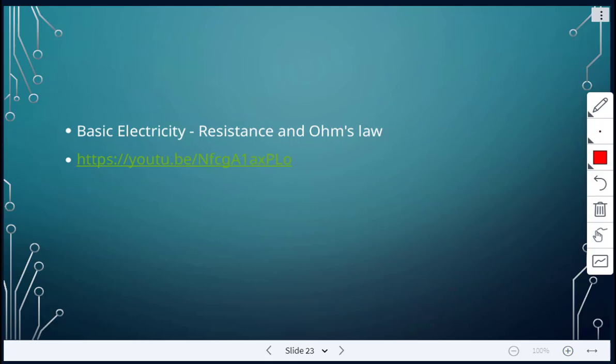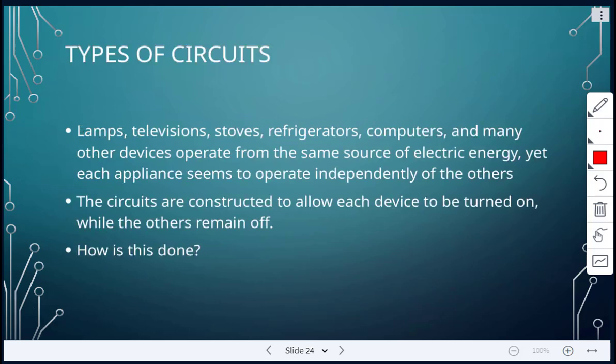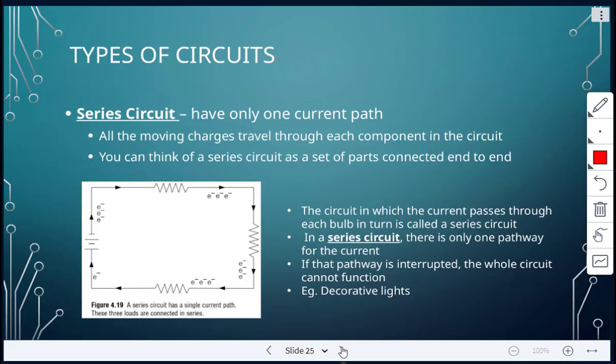All right, so we'll pause here. Next we're looking at types of circuits. Lamps, TVs, stoves, refrigerators, computers, and many other devices operate from the same source of electric energy, but each appliance seems to operate independently of the others. So the circuits are constructed to allow each device to be turned on while the others remain off. How is this done? This is when we get into looking at series and parallel circuits.